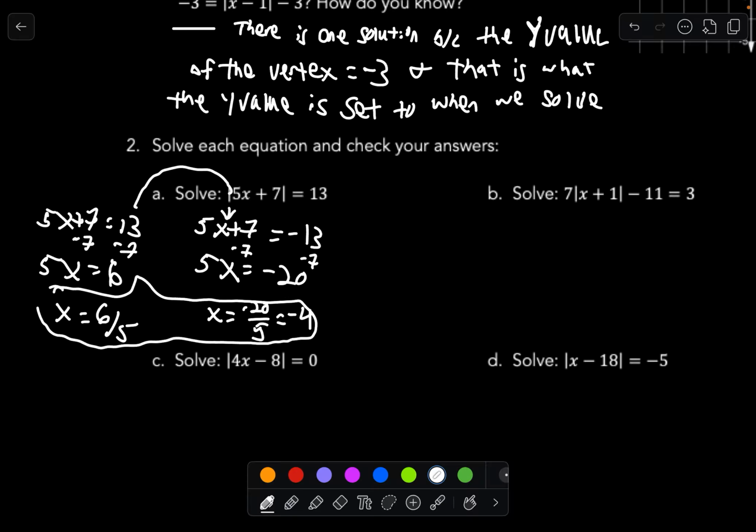So I guess I could have made this 7 here, and then it would have been 6/7. But anyway, we got two solutions. You can check it. You can plug 6/5 in. 5 times 6/5 is 6. 6 plus 7 is 13.